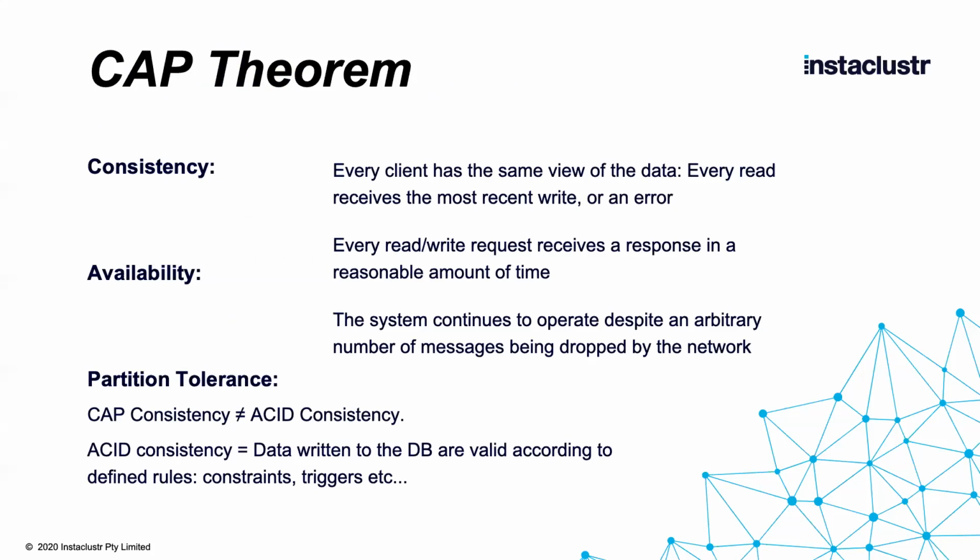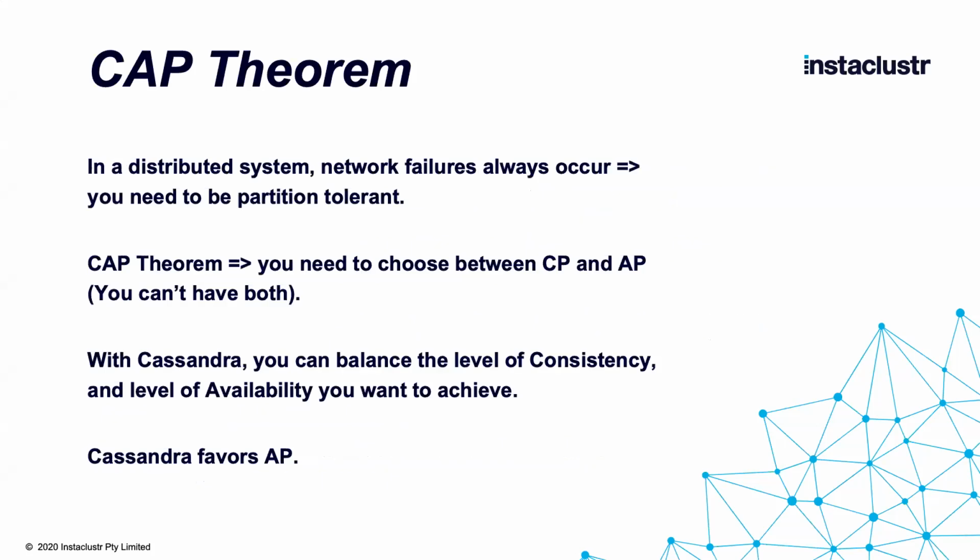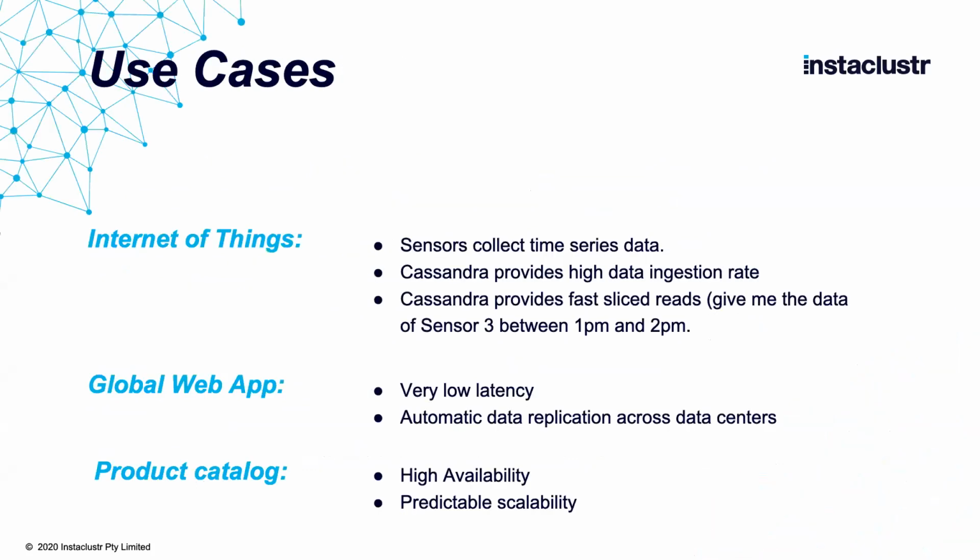ACID consistency means that data written to the DB are valid according to defined rules, constraints, and triggers. So in a distributed system, network failures always occur. You need to be partition tolerant. With CAP theorem, you need to choose between consistency and availability. You can't always have both. With Cassandra, you can have a balance with the level of consistency and availability that you want to choose. And Cassandra always favors availability. So if you have a data center go down, Cassandra is the most likely solution to survive a disaster.